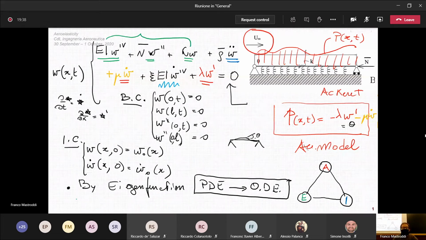At the end of the story, we have a partial differential equation with boundary conditions, and initial conditions in time. The boundary conditions are the standard boundary conditions of a simply supported beam. So zero displacement and zero moment at the hinge. The moment is related to the second derivative, and therefore zero second derivative at the edge of the beam. And for the initial condition, we are currently assigning an initial shape, and an initial field for the velocity for the panel.